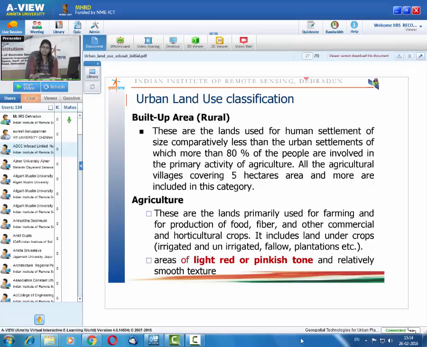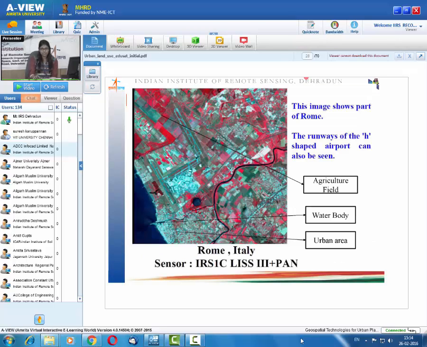In general we have 9 principles of image interpretation, which were already covered in the previous classes. Using all these image interpretation keys, you can understand an image and identify the various categories of classification. In agriculture, a light red or pinkish tone will tell you that it is agriculture.